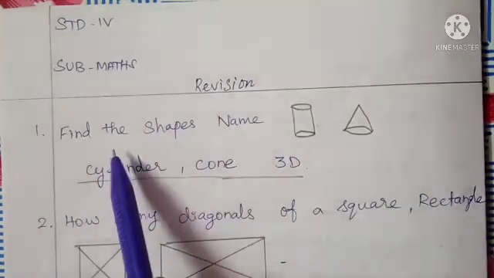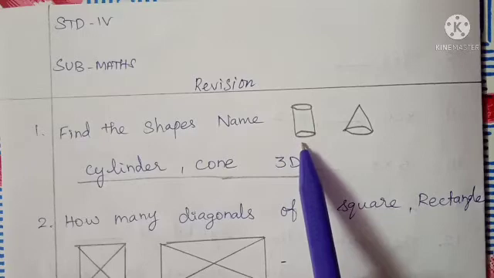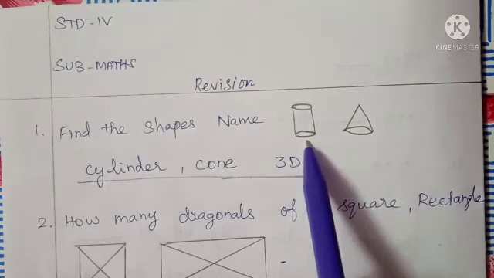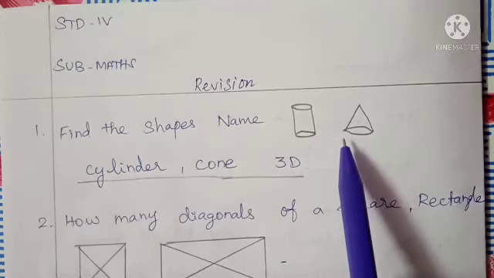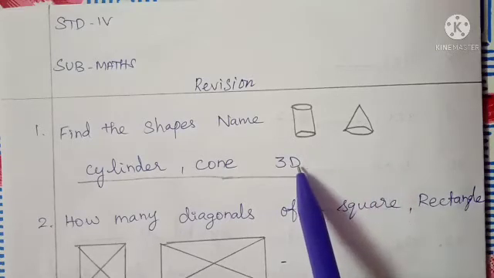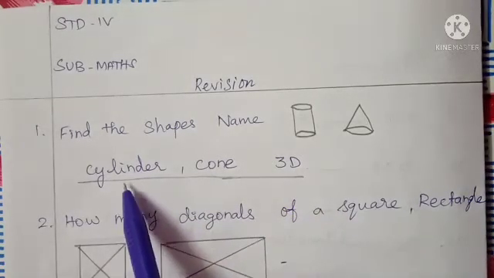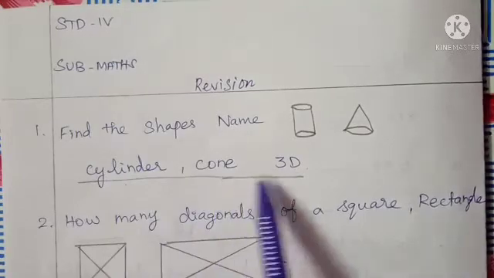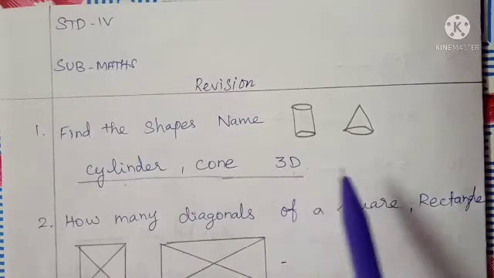So the first sum: find the shape's name. Here the shape is given. What is this shape? Yes, cylinder. The next one is cone. What kind of shape is this? Yes, 2D shapes or 3D shapes. This is a 3D shape. So the shapes cylinder and cone are called 3D shapes.